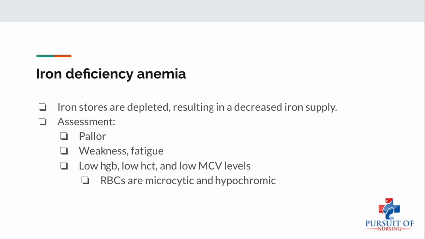So, iron deficiency anemia. Iron deficiency anemia is when iron stores are depleted. This results in a decreased iron supply. So, you're going to have the pallor, the weakness, fatigue. You're going to have low hemoglobin, low hematocrit. Your RBCs are going to be microcytic and hyperchromic. So, you're going to want to encourage oral intake of iron through foods such as spinach, liver, and red meats.